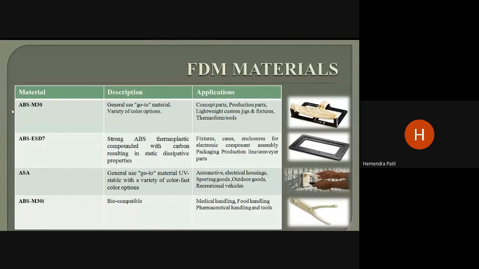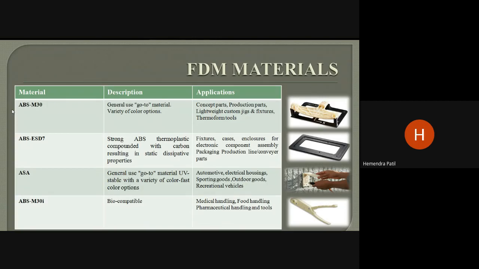ABS ESD7 has an electrostatic dissipative property, and is a strong ABS thermoplastic compound. In application, it is used for fixtures, cases, and enclosures for electronic component assembly because it has electrostatic properties, and for packaging production like conveyors and parts.